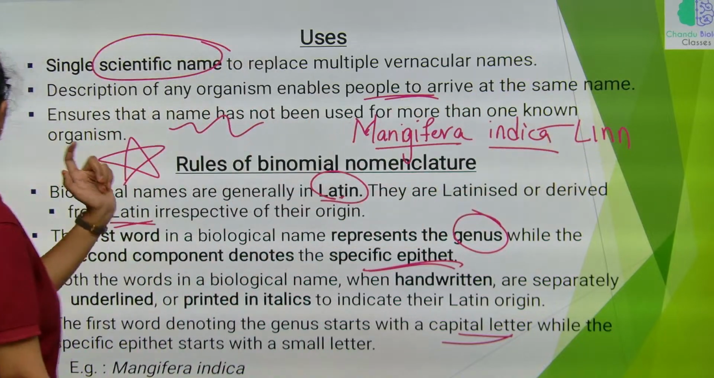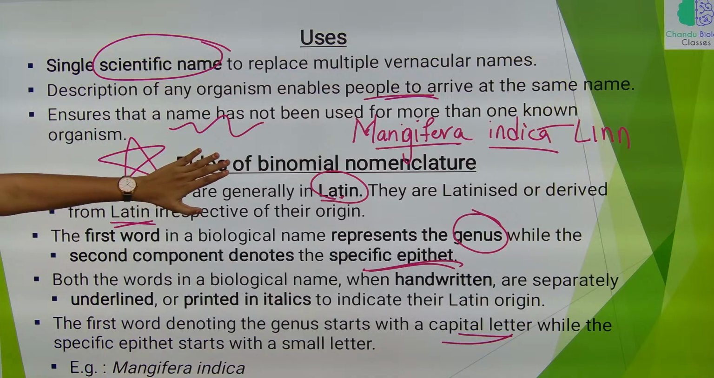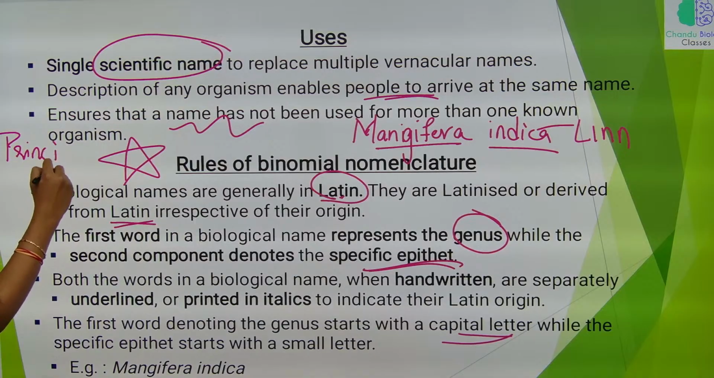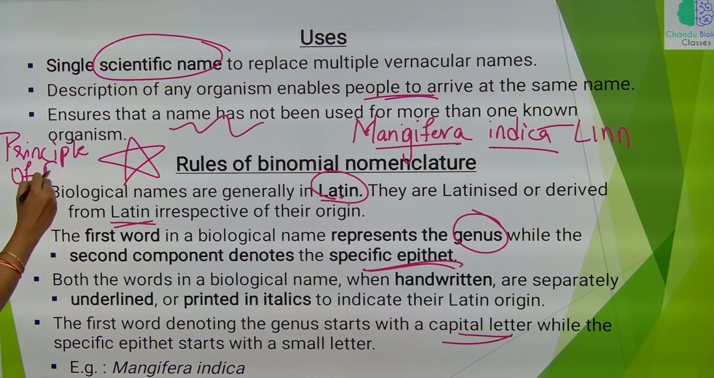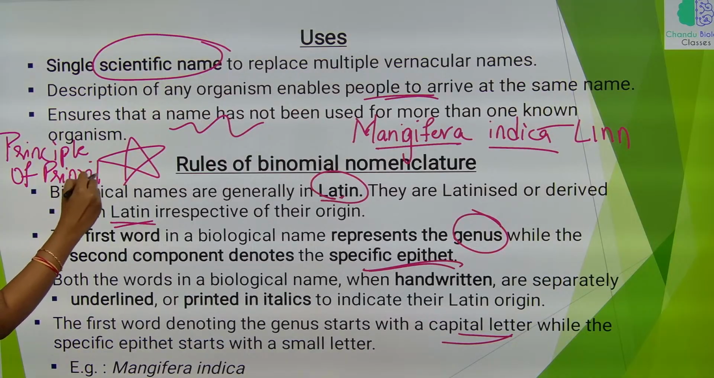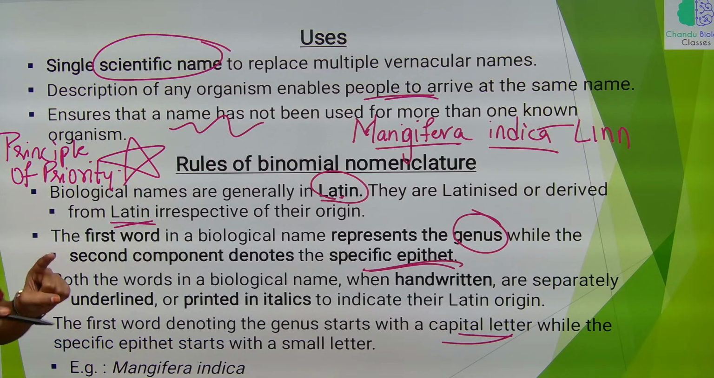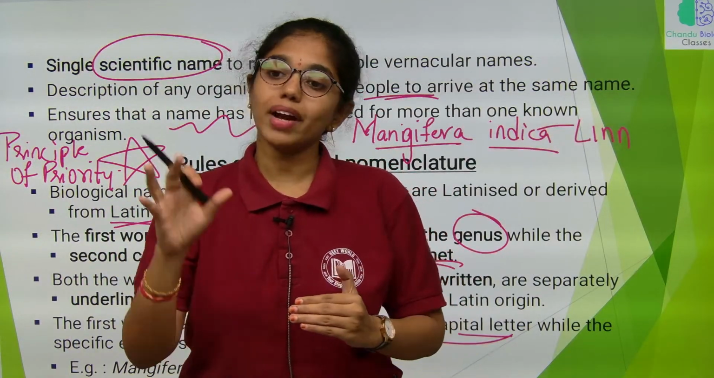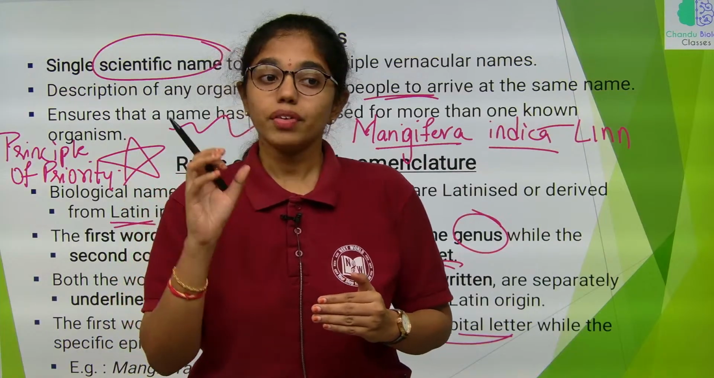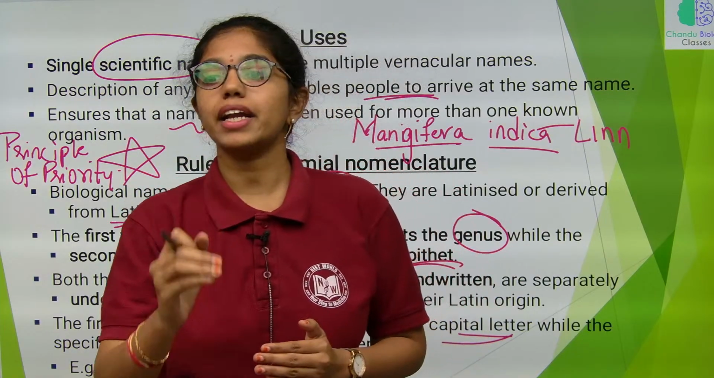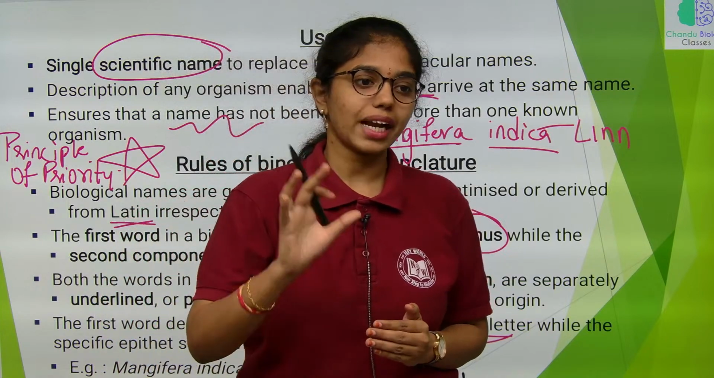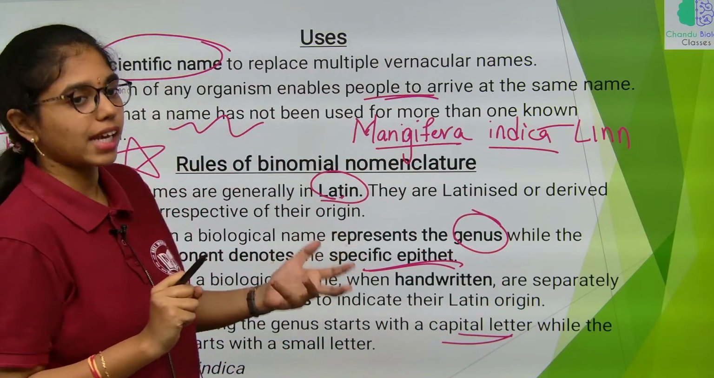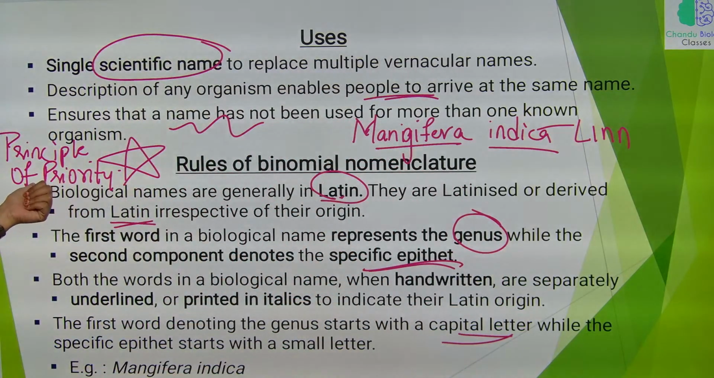And there is one more important rule in binomial nomenclature, that is the principle of priority. That is not included over here. Principle of priority is one of the standard rules of binomial nomenclature. It is nothing but this: if, for suppose, 3 to 4 scientists have identified the same plant at different times, we will prioritize the name which was identified first. The one which is identified first is taken as the binomial name when 3 to 4 people have identified the same plant. That is the principle of priority.